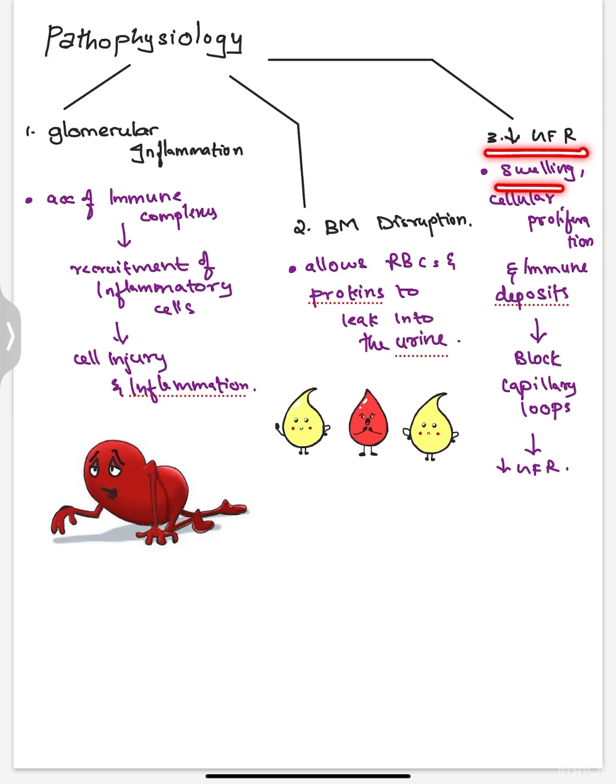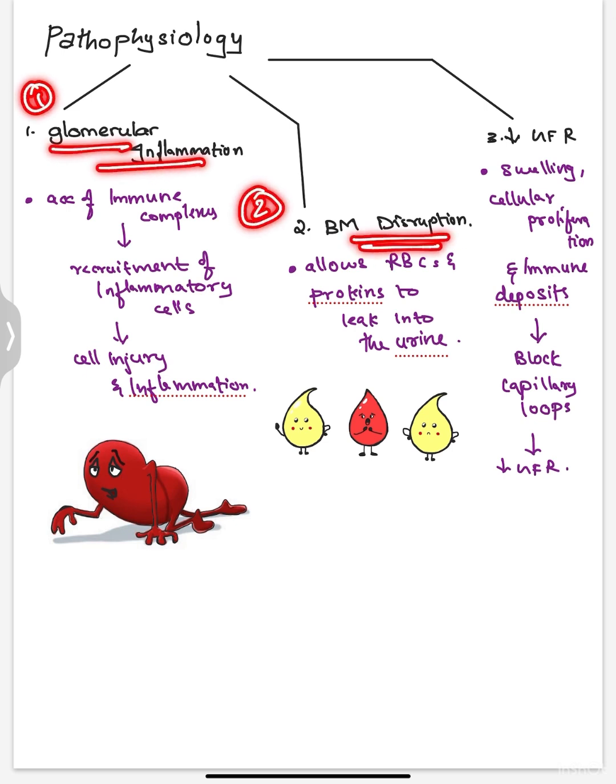So we already have inflammation or swelling and cellular proliferation, immune deposition. So all these will lead to what? Blocking of the capillary loops, right? Yes, and there is decrease in GFR. So these are the pathophysiology of nephritic syndrome. The first one is glomerular inflammation. The second one is basement membrane disruption. So what all things leak out?